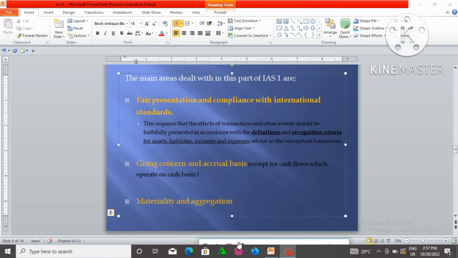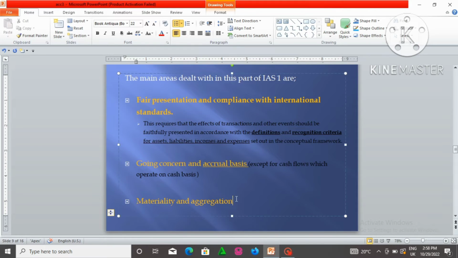We shall go ahead to look at the going concern and accrual basis. This is area number 2, and you need to prepare your financial statements following the going concern and the accrual basis. Accrual basis means you're going to record transactions as they happen and not as when you receive cash, except for the cash flows, which will operate on a cash basis.